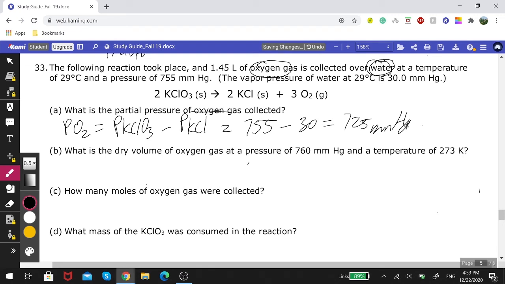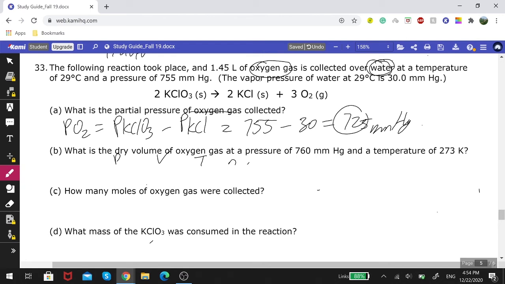What is the dry volume of oxygen gas? Alright, so let's do the combined gas law. We're looking for volume, and our original pressure of the oxygen that we found in the previous problem is 725. Then it became 760. And our volume is 1.45 liters. And then X is the volume we're looking for. Temperature went from 29 degrees, which is 29 plus 273, 302 Kelvin, and became 273 Kelvin, and we will not use n in this one.